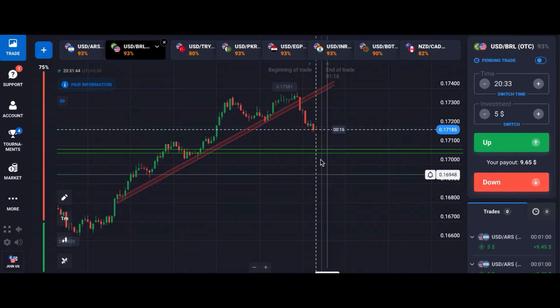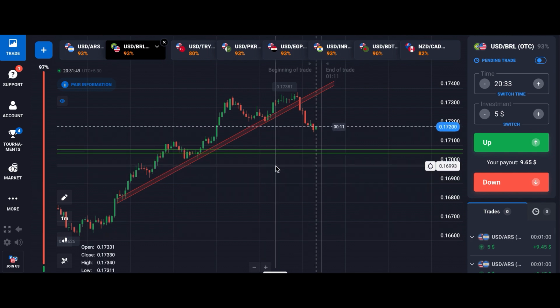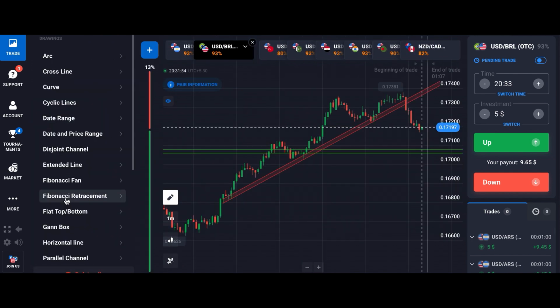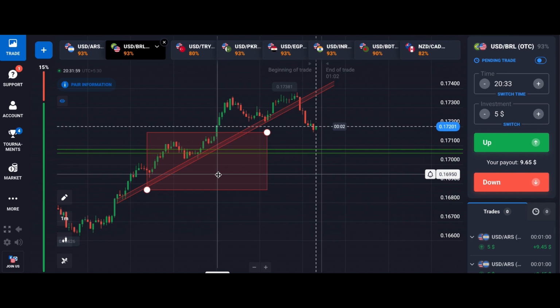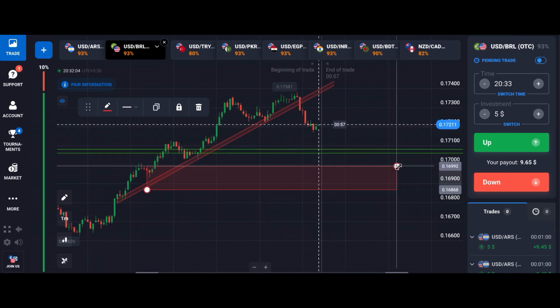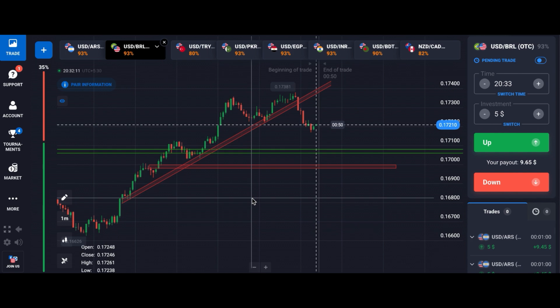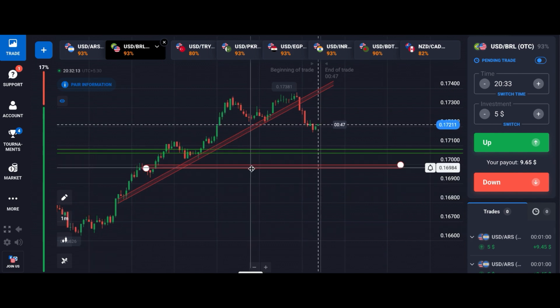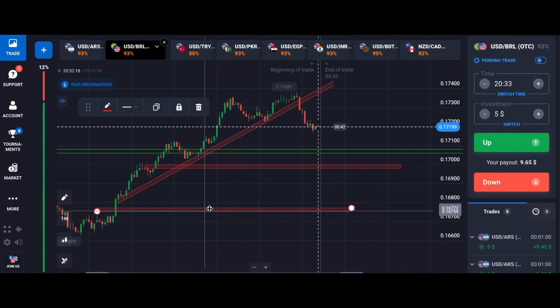Okay, so the first level is this. The market has to fulfill this level and then the market will come to this level. This is a very small level, but the market will come to this level to fulfill it. Okay, let me draw this so that you can understand it easily. This is a smaller one. And after this, the other level which is very important will be this one.